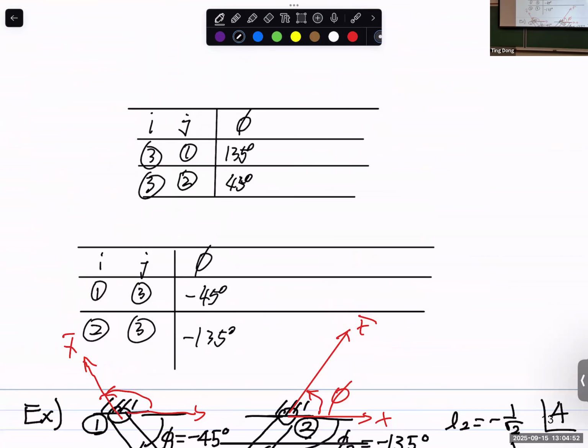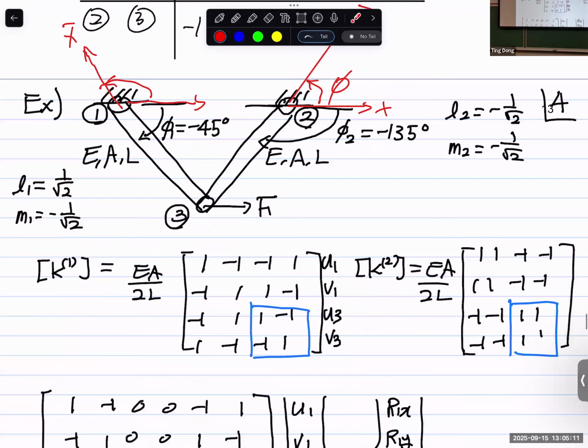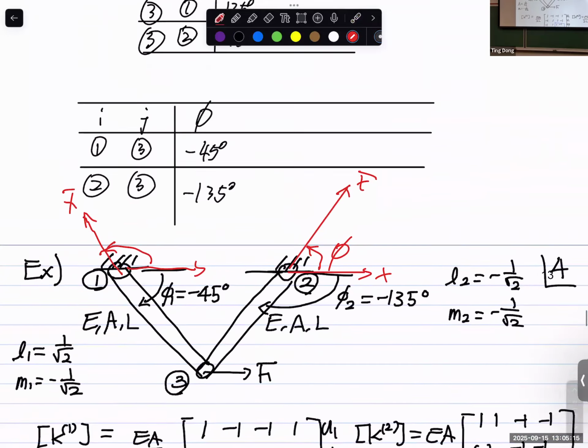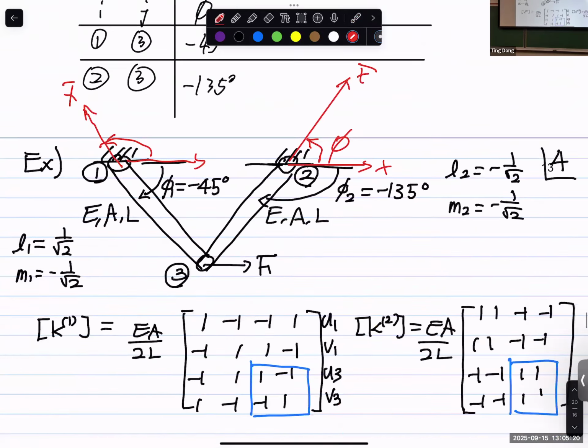Now, of course, you have different phi, and different L and M. But in the end, as long as your process is correct, you and your friend, solving from these two starting points, should have the same answer. Because now you have different L and M, but when you do the assembly and write the K matrix for the first element, if I do it this way, it becomes U3, U1.